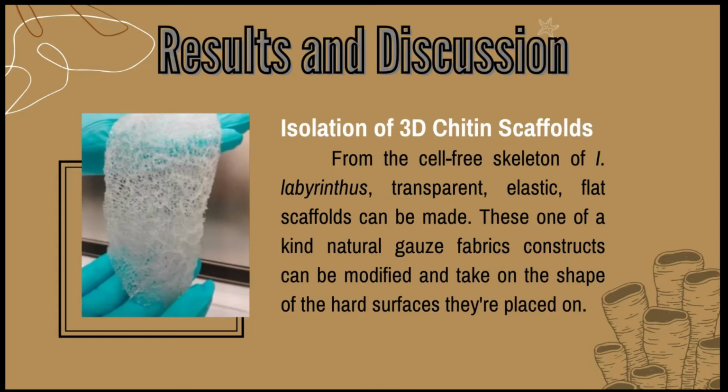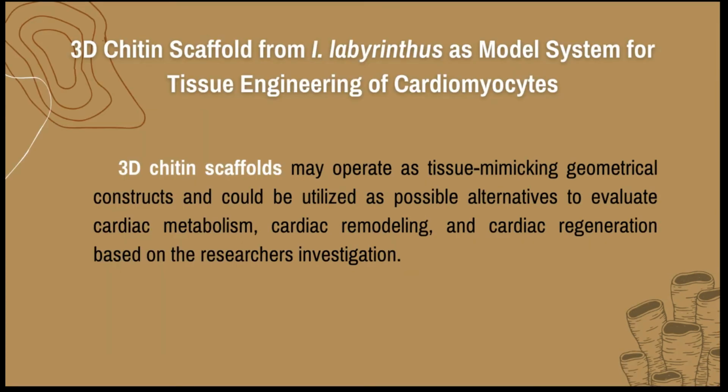Thank you. Results and discussion. Isolation of 3D chitin scaffolds. From the cell-free skeleton of I. labyrinthus, transparent elastic flat scaffolds can be made. These one-of-a-kind natural gauze fabric constructs can be modified and take on the shape of the hard surfaces they are placed on. The ready-to-use flat 3D chitin scaffold isolated from I. labyrinthus is porous and mechanically strong enough to be manipulated as shown in this image.